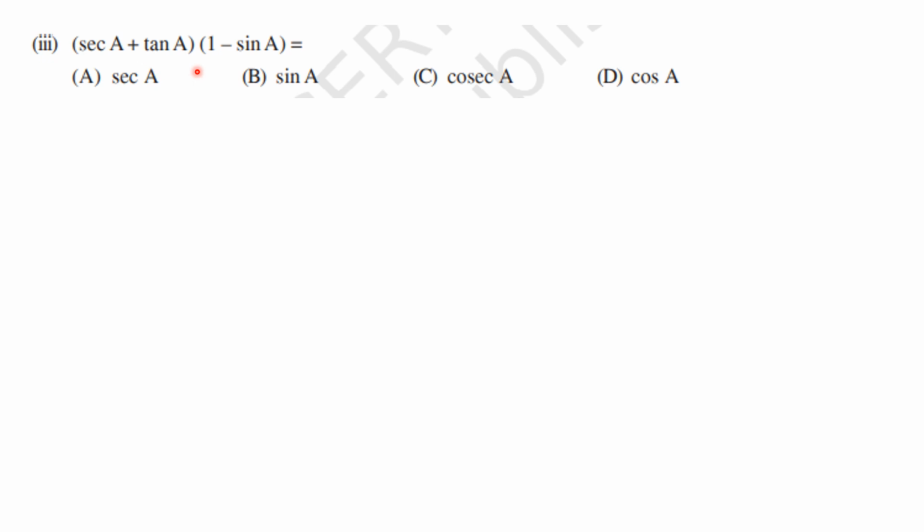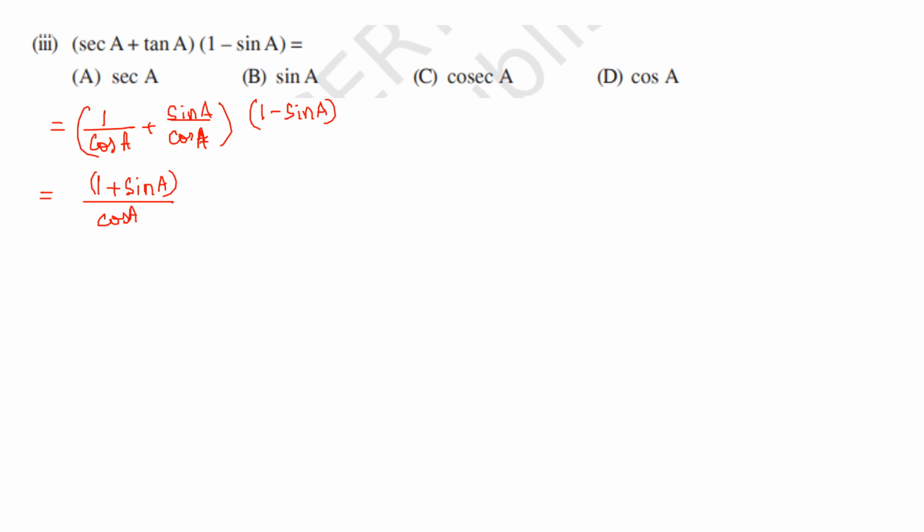Now the third part is (cosec A + tan A) multiplied with (1 minus sin A). Here also I am going to express sec A and tan A in terms of sine and cos. So sec A, I know it's the reciprocal of cos, so it will be 1 by cos A plus tan A, which will be sin A by cos A. And that is multiplied with 1 minus sin A. If I take the LCM, you can see both denominators have cos A, so it will be written as (1 plus sin A) by cos A into (1 minus sin A).